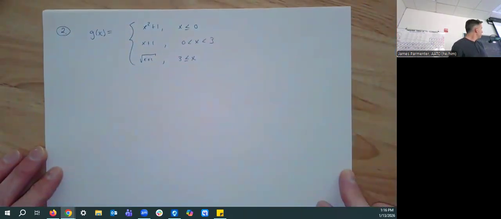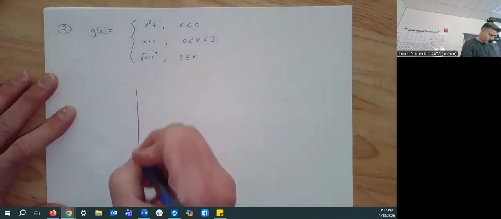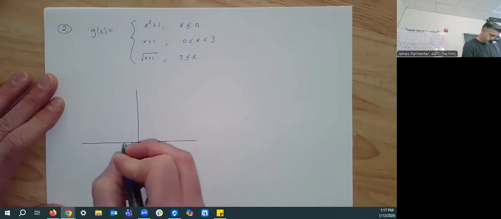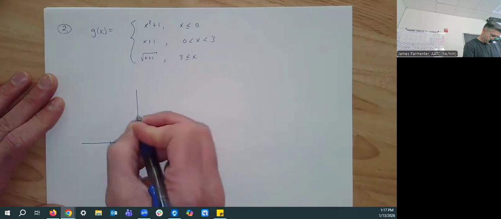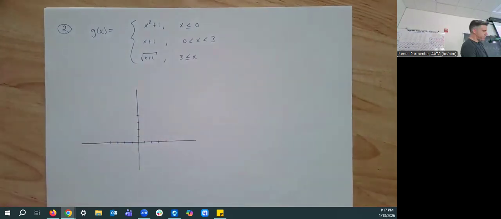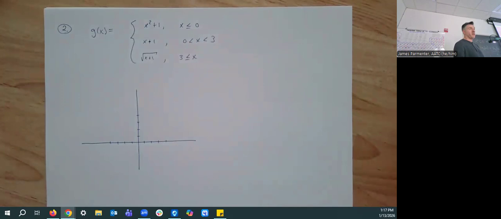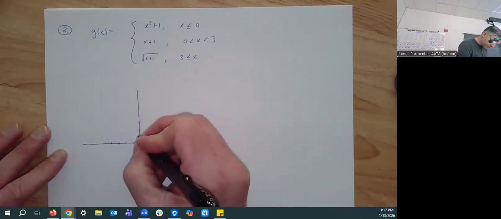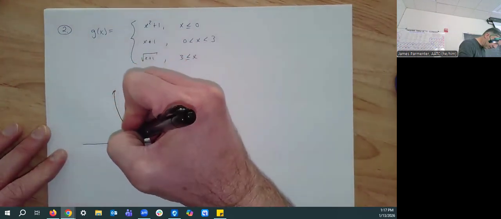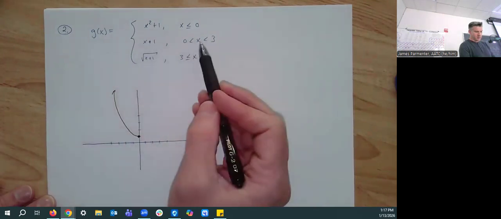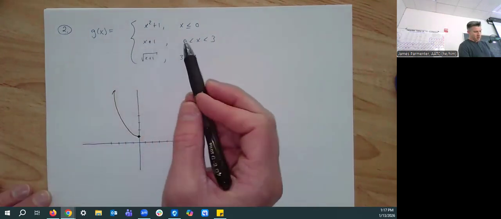Like this under here. All right, let's see. So x squared plus 1, typical parabola shape, but shifted up 1. So it's going to look like, let's draw it in black. It's this piece of your typical parabola shifted up 1. And then for the middle piece, when x is between 0 and 3 and y is equal to x plus 1, so it's a straight line.